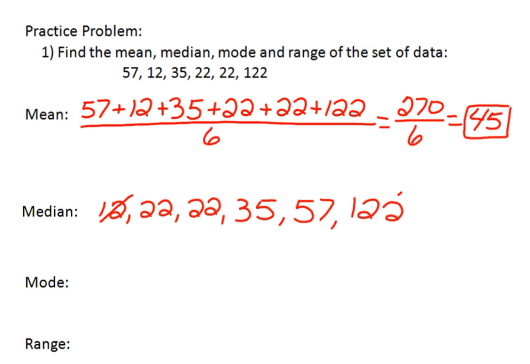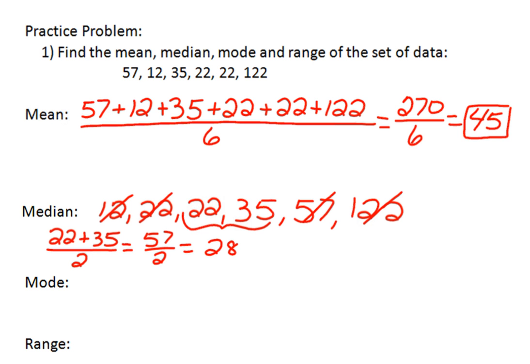The 12 cancels out the 122. The lowest cancels out the highest. And we have two numbers in the middle. So now we have to take the average of those two numbers. So we're going to add those two numbers together. And we're going to divide by 2 because there are two numbers. So we have 57 divided by 2, which is 28.5. So that is your median. That is the middle number.